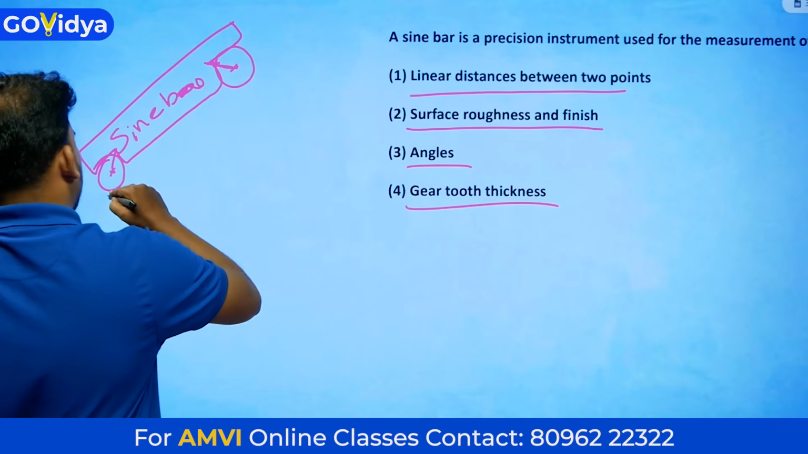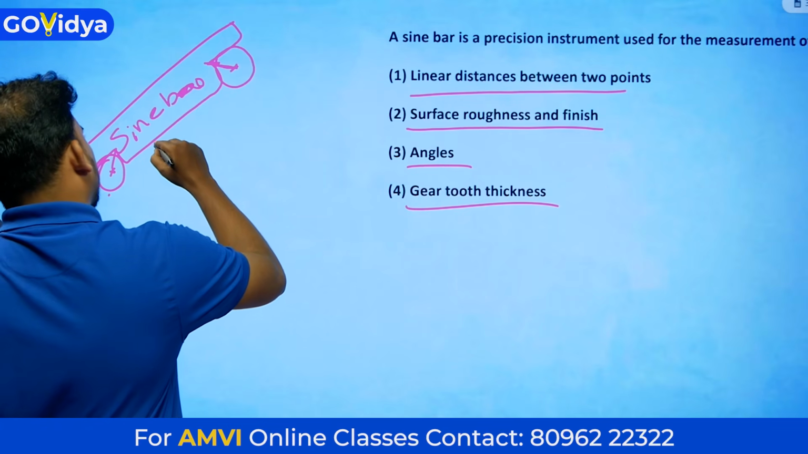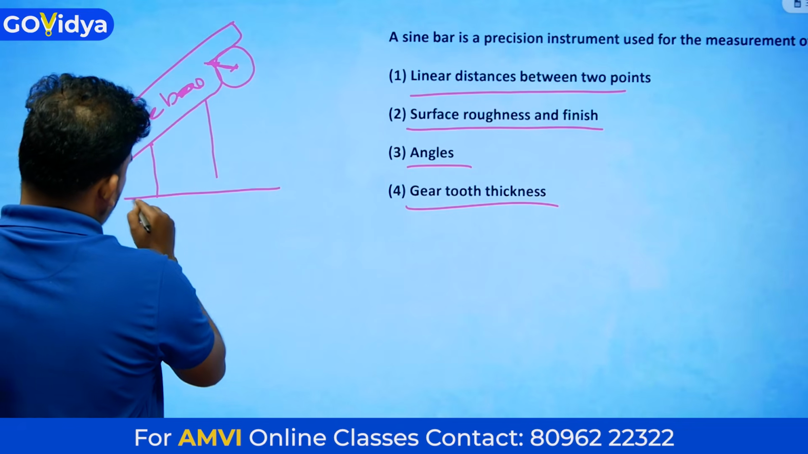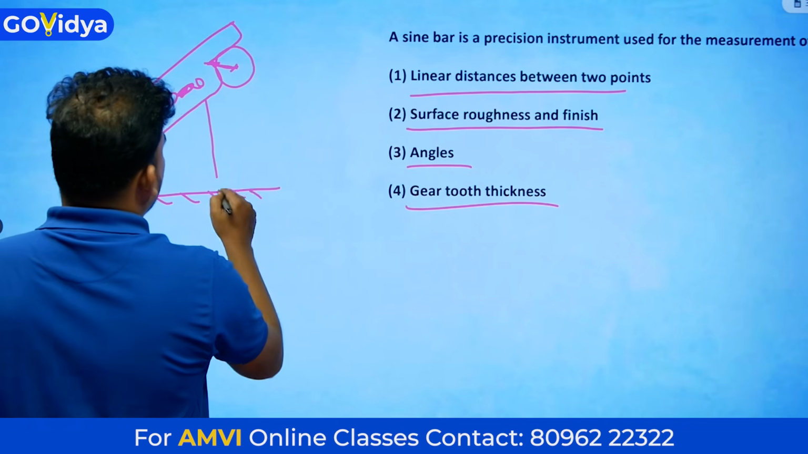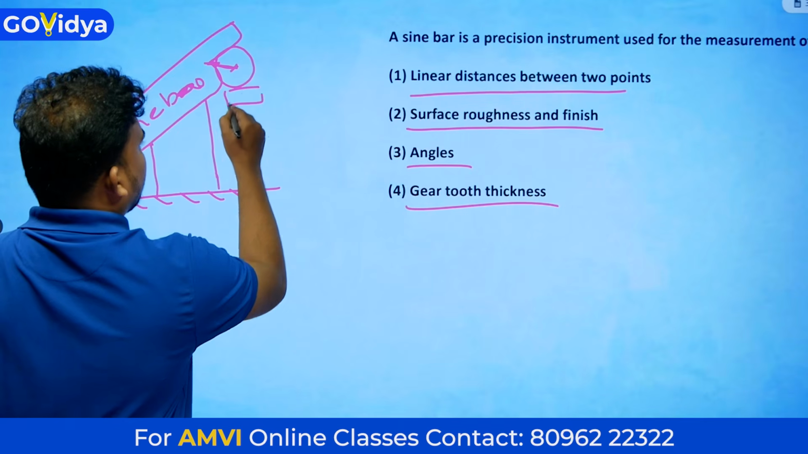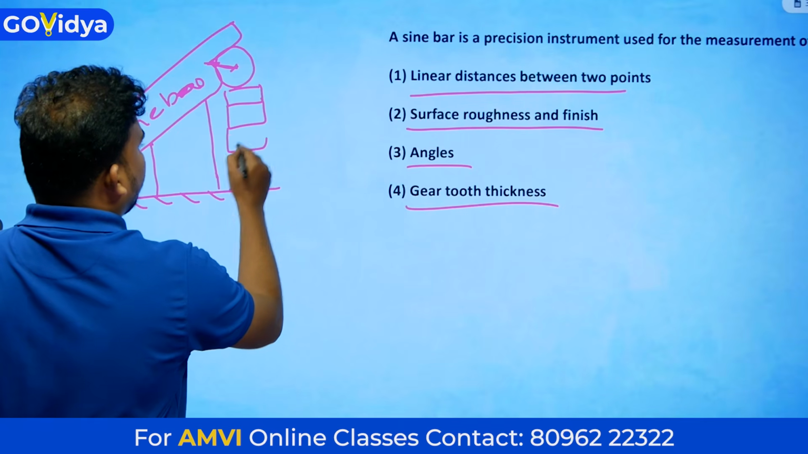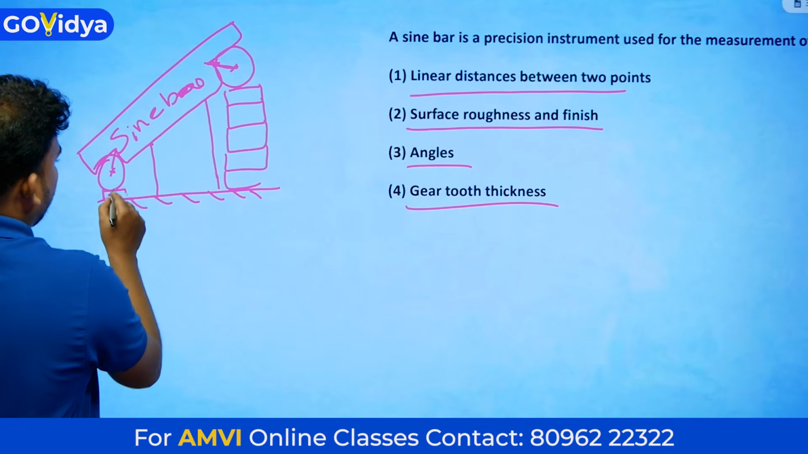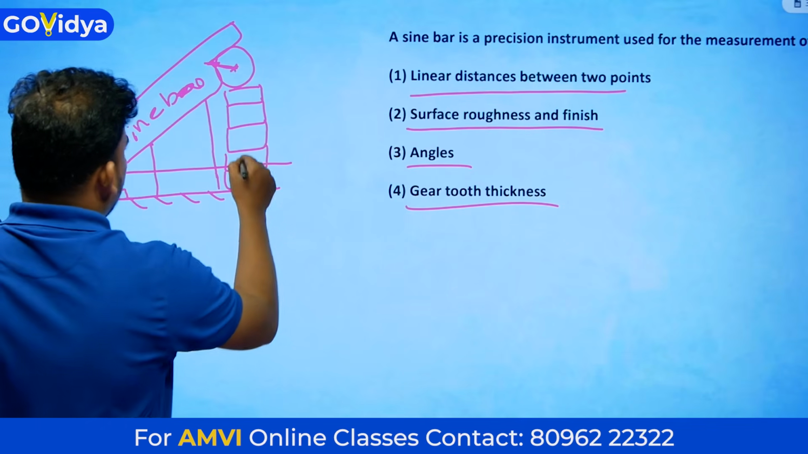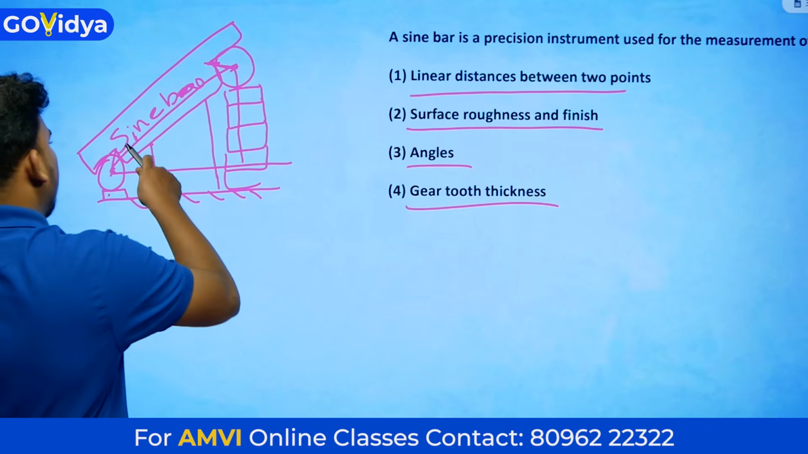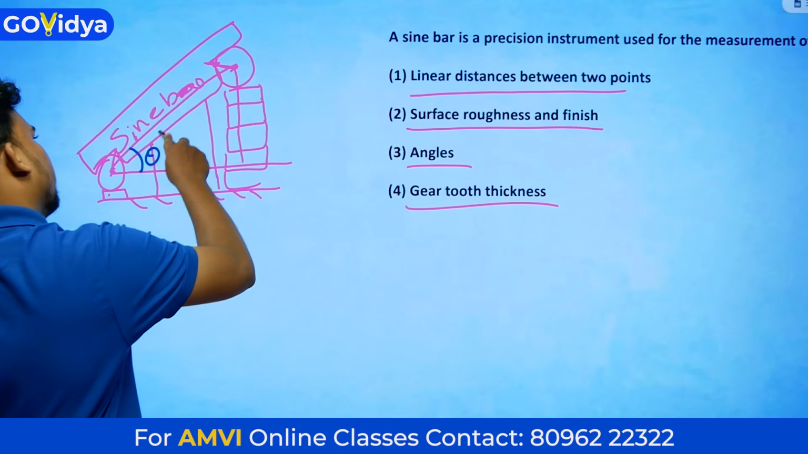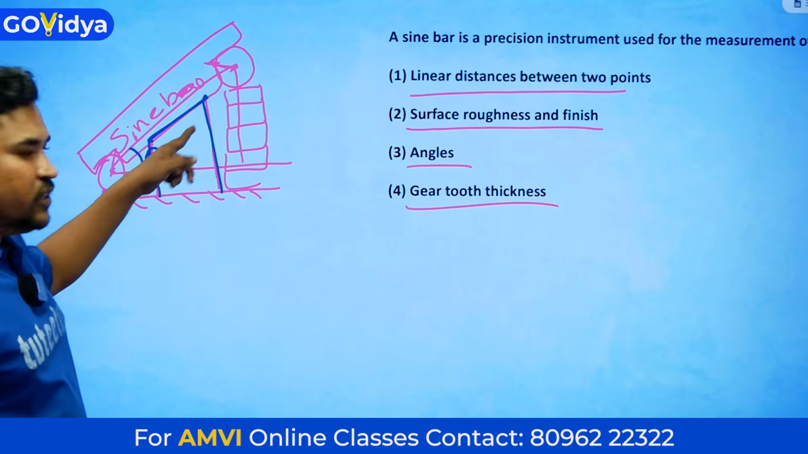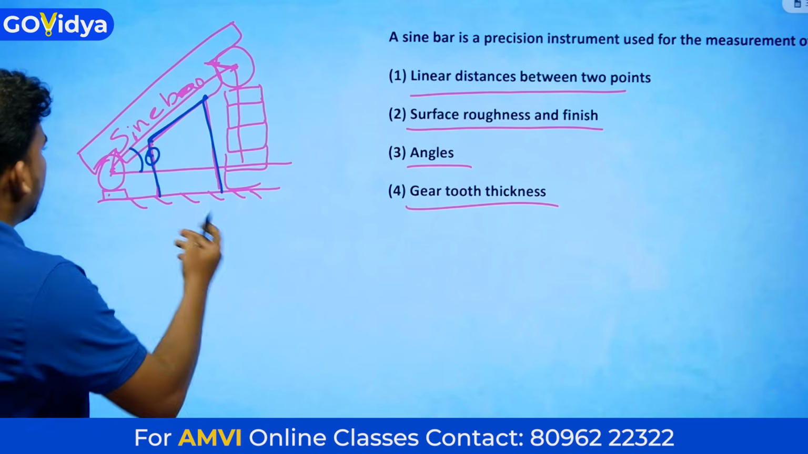If you want to measure, see, using slip gauges, we are making the datum for this one. Here also we are using a slip gauge. This is the angle made by this surface, right? My interest is to know this angle, right?